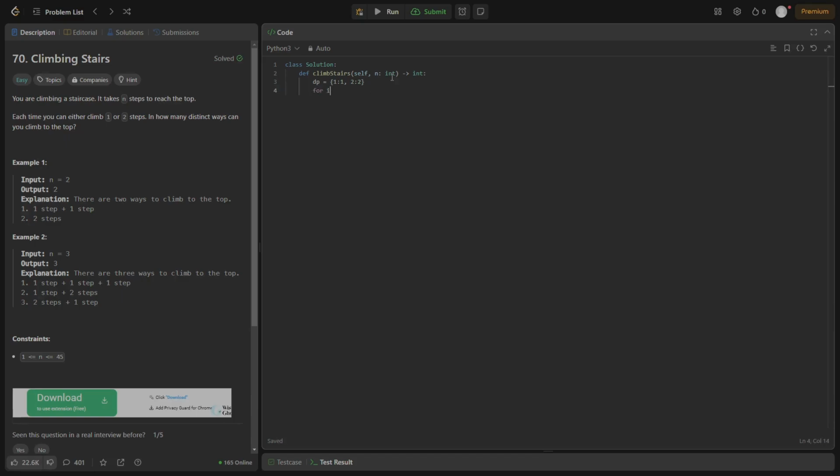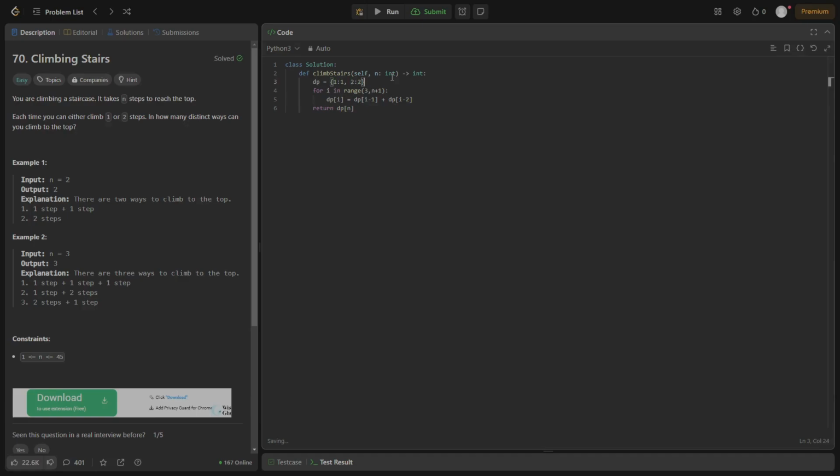Now we can create a for loop which goes from 3, which is the very next case after our base cases, and we want to go all the way to n plus 1, because in this case we would not count n plus 1 and we would just stop at n. And here we include our recurrence relationship, which is again dp of i is equal to dp of i minus 1 plus dp of i minus 2. And we could just return dp of n.